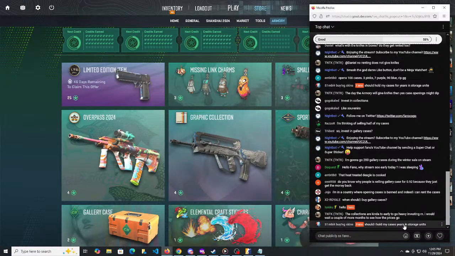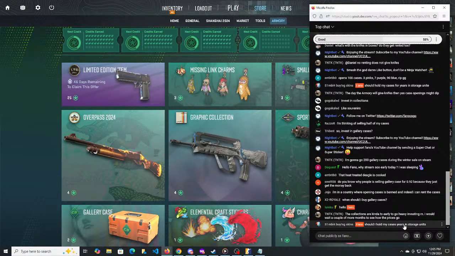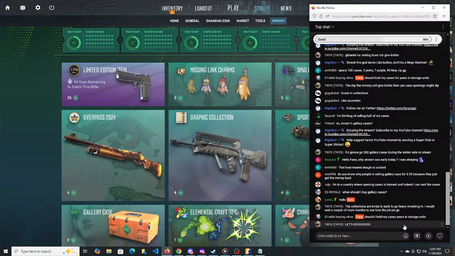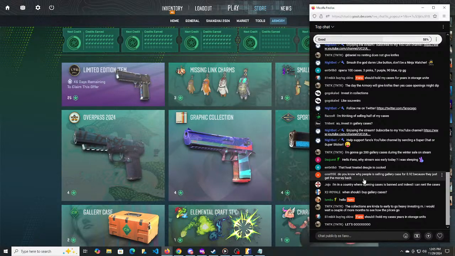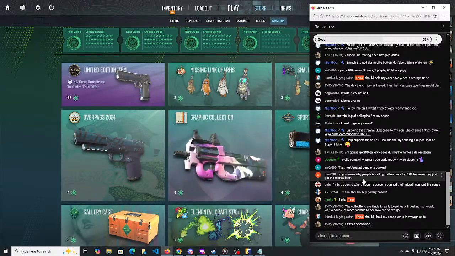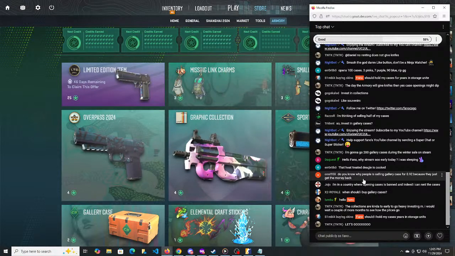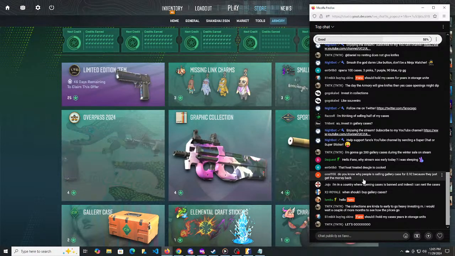Should I hold my cases years in storage containers? Yes. Put your cases in storage containers, out of sight, out of mind, so that you don't get tempted to open them. Absolutely. Do you know why people are selling gallery cases for 92? Because they just got their money back. I don't know, man. I think a lot of people are quick selling because they're trying to get new money into the new content, into the new stickers.